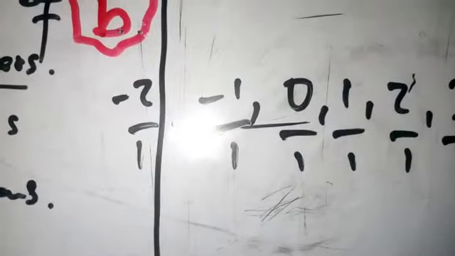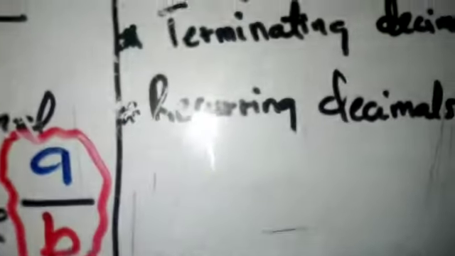The person takes all. Is that okay? So that is why we are saying that any integer can also be a rational number, right? Okay, so perfect. And then we have the next one.